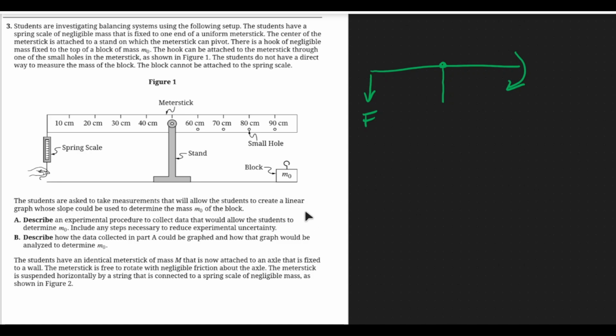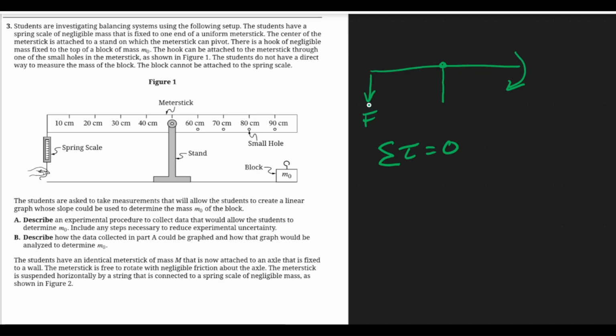So the idea that it's asking you to understand is that the sum of the torques, the net torque, is equal to 0. And everything in this experiment is based on this principle.